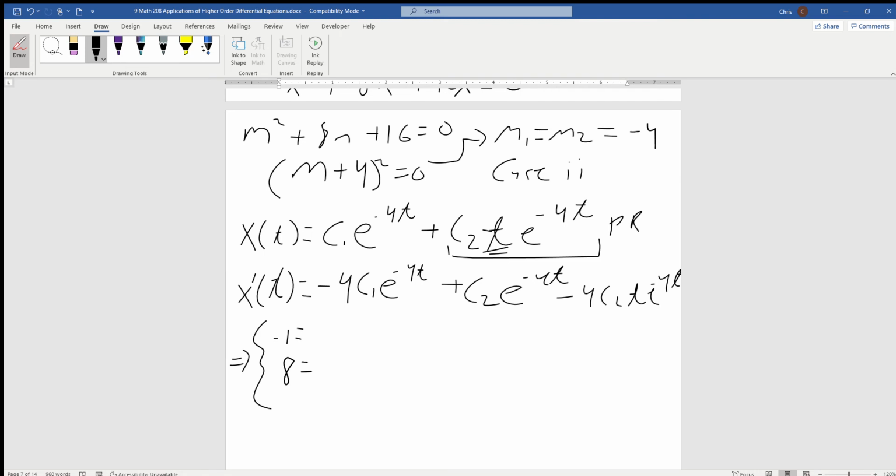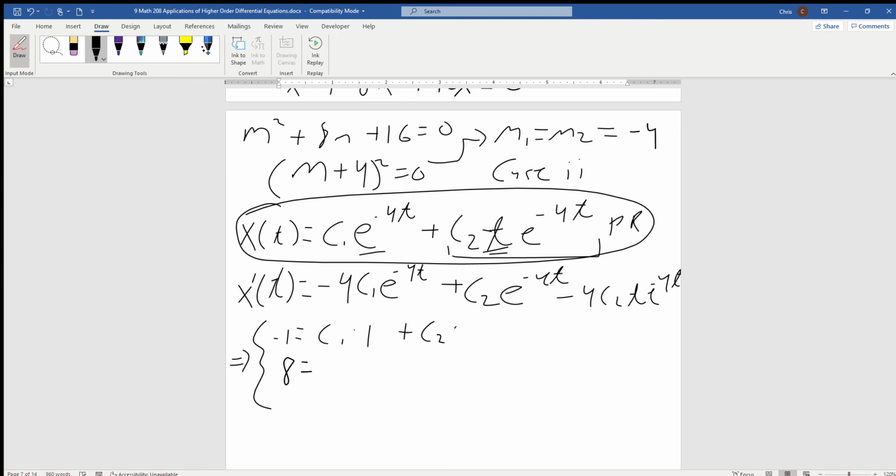Anytime we plug in a 0, anything with a coefficient of t is going to go away. So c2 is going to go away. We could just say c1 times 1 plus c2 times 0. In other words, negative 1 is equal to c1, which makes things really nice. Now we plug into the derivative, and it's a little bit more work. We're going to have negative 4 times c1, which we already found was negative 1, times e to the 0, which is 1, plus c2 times 1. And then the minus 4c2 t e to the minus 4t just goes away because we substitute 0 back in for t.